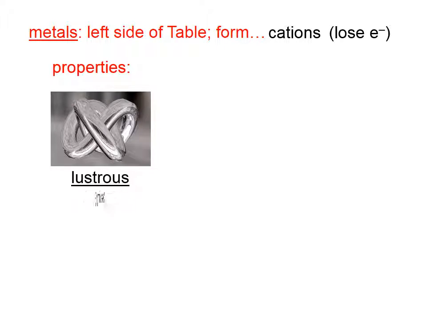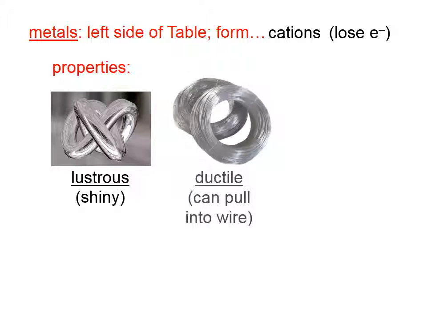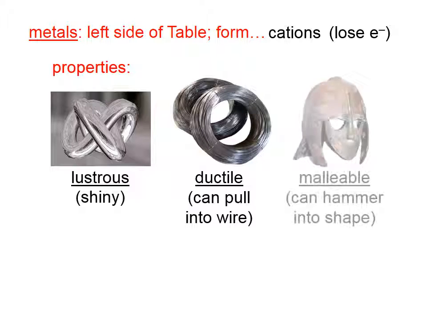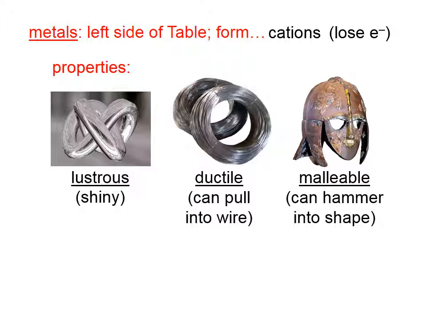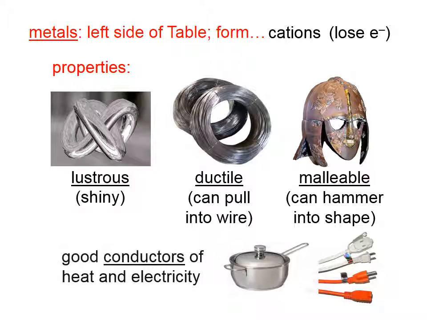Metals have several distinctive properties. One is they are lustrous, that is, they have luster, which means they're shiny. Metals are also ductile, which means that they can be pulled into long wires. Metals are malleable, which means they can be hammered into shape. And the last property of metals is that they're good conductors of heat and electricity.